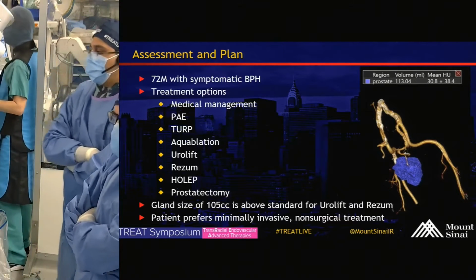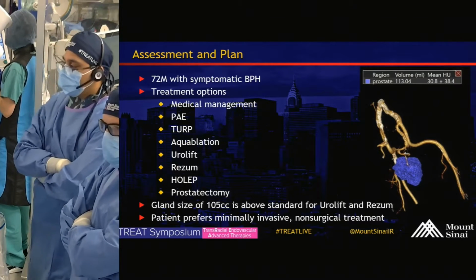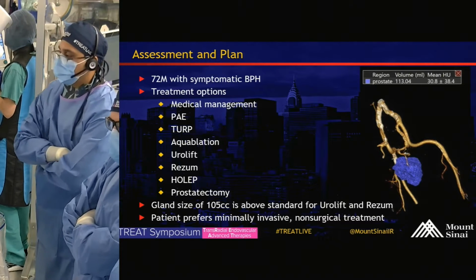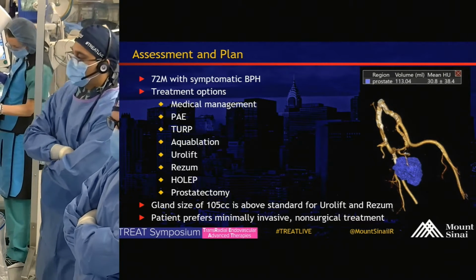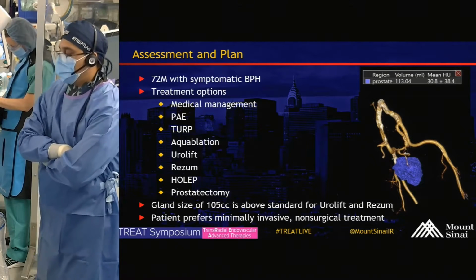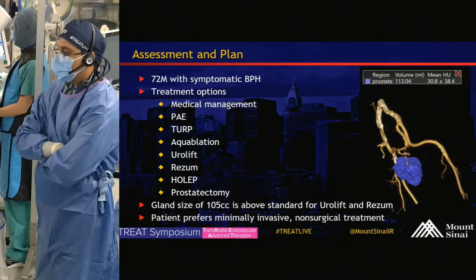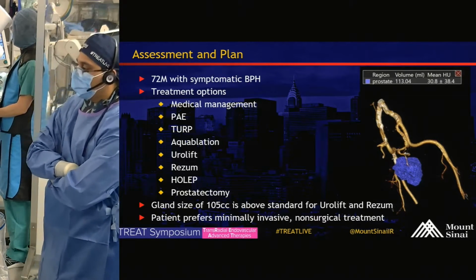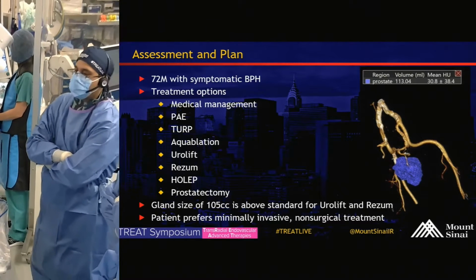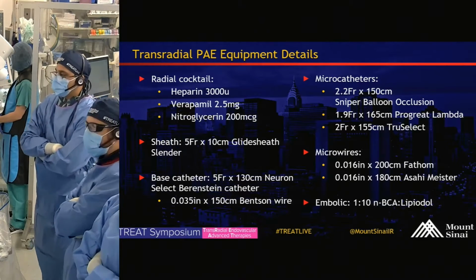So, assessment and plan. This is a 72-year-old male with symptomatic BPH. Treatment options for him are medical management, which he's already failed, prostate artery embolization, TURP, Aquablation, UroLift, Rezum, HoLEP, and prostatectomy. His gland size is about 105 cc's, which is above the standard for UroLift and Rezum, and the patient prefers minimally invasive, non-surgical treatment. So we're here today doing a transradial prostate artery embolization.